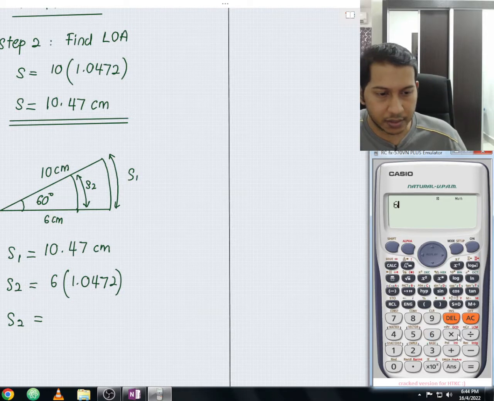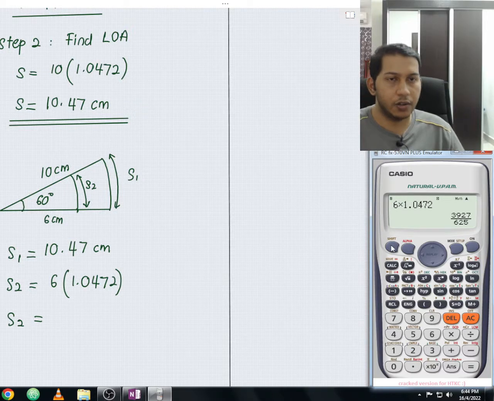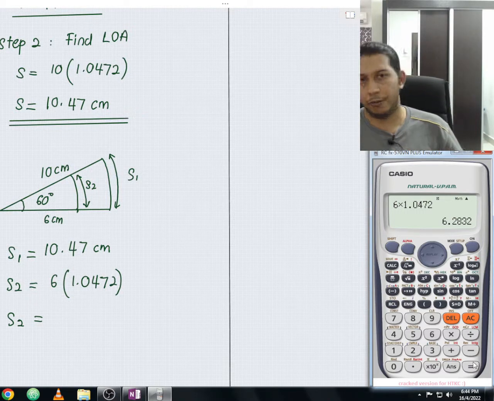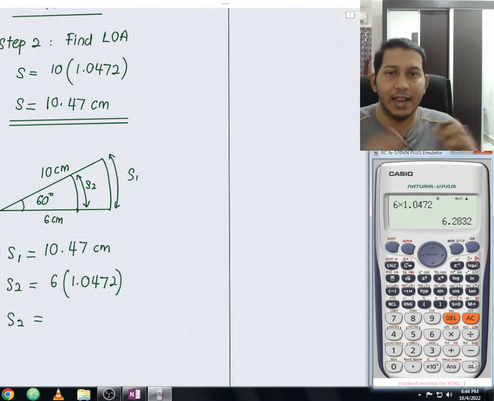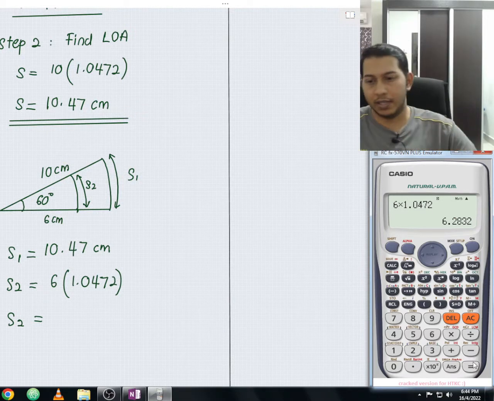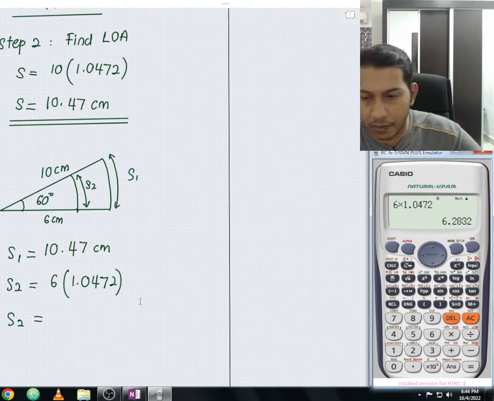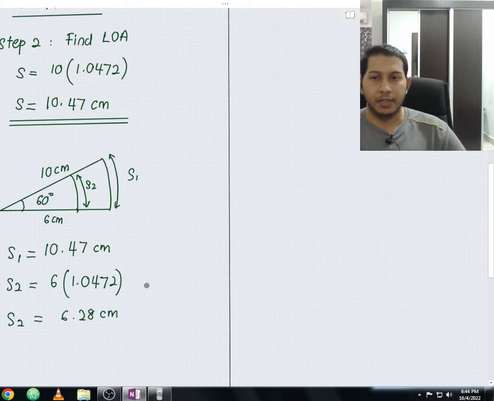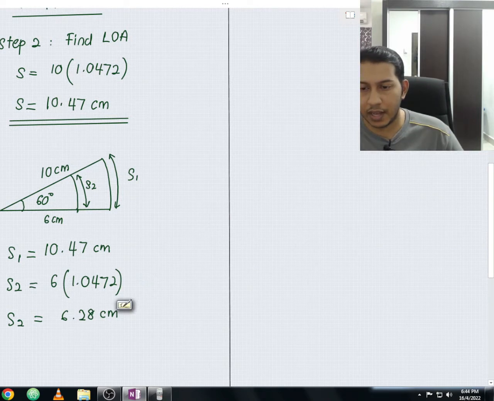So 6 times 1.0472. Let us convert this into the decimal form. So you get 6.2832. Since this is a length, we will give up to 2 decimal place. So in this case, your answer will be 6.28 centimeter. This is your length of the arc of the second sector. This is for the first one.